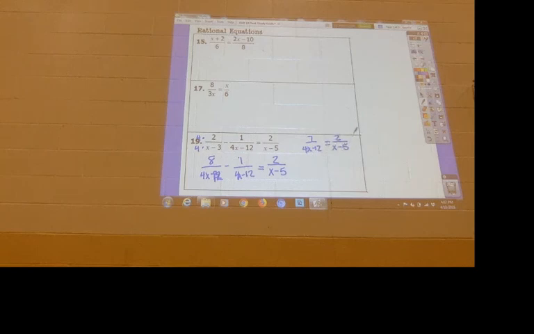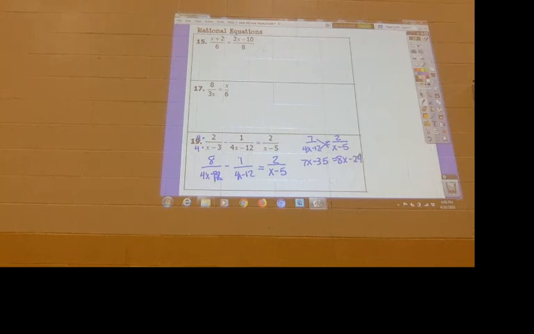Now I have a fraction equal to a fraction, so I can cross multiply. 7 times all of that gives me 7x minus 35. 2 times all of that gives me 8x minus 24. Now I can solve it.